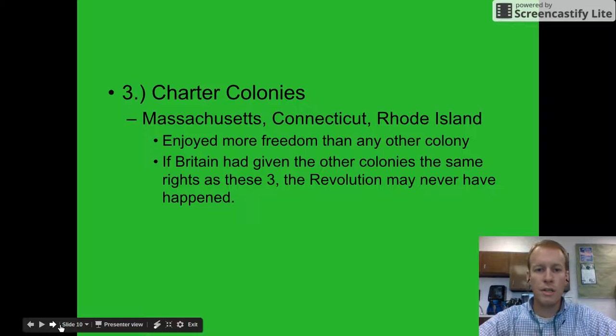We have charter colonies. These enjoyed more freedom than any of the other colonies. In fact, if Britain had given all the other colonies the same rights as these three, the revolution may never have happened. These charters were given to people that were in favor with the king, and the king basically granted these charters to these people to start these colonies, either number one, to get rid of them, or number two, as a gift.